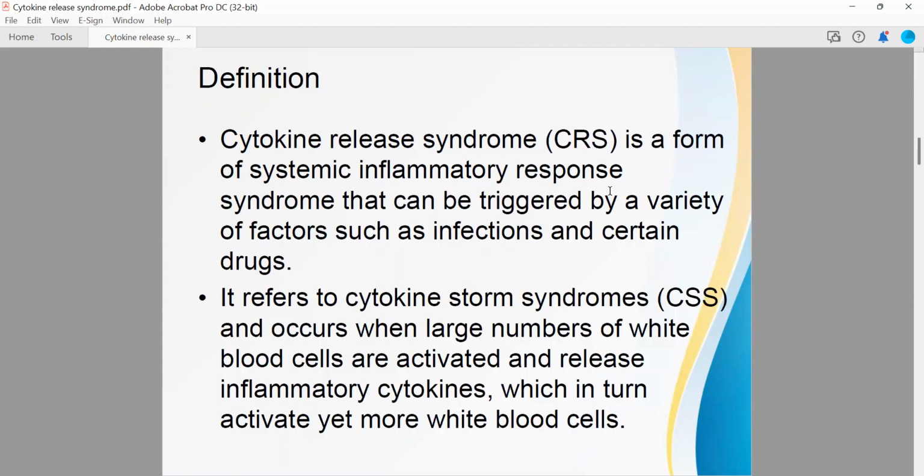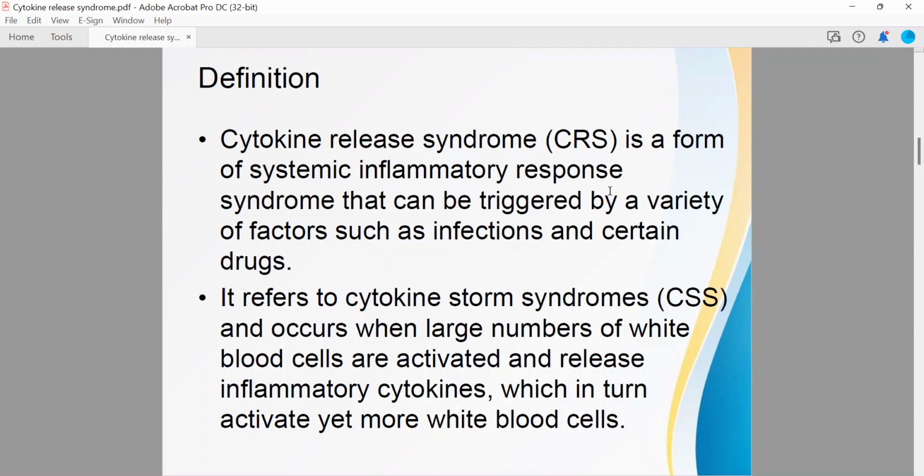So what does cytokine release syndrome actually mean? It is a form of systemic inflammatory response syndrome that can be triggered by a variety of factors such as infection and certain drugs. Cytokine we can split down: cyto means cells, and kine means there will be synthesis, so cells will divide. For example, we can give ATG. When we give the injection ATG, which is made up of rabbit antibody, to a human, there will be a reaction with the immune system.